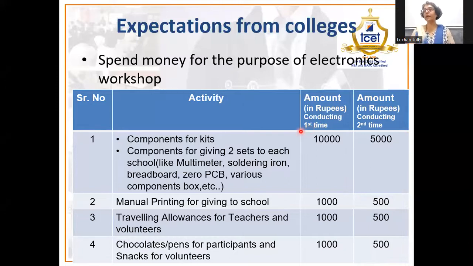So this is the first time distribution. The second time distribution is that in a year, if I'm getting a sponsorship twice from IEEE, the second time it will be for one school. For that one school, the lead has to be taken by the college. And moreover, what we found is that the kits that we have prepared are still in good condition and can be reused. That is the second reason.